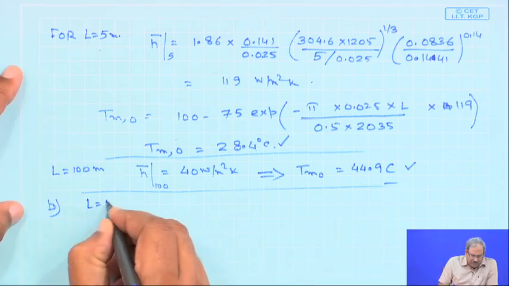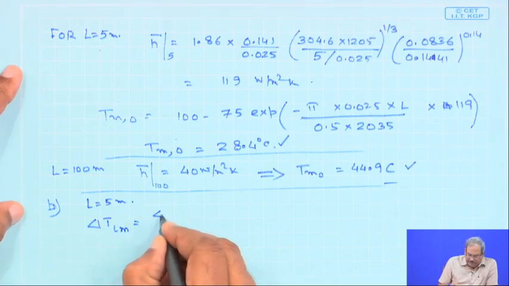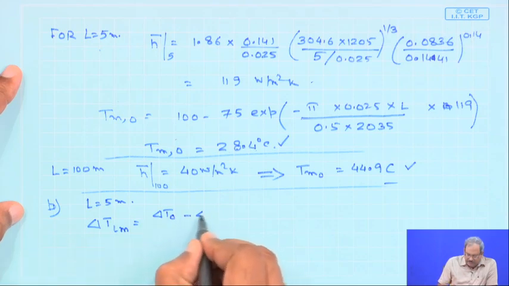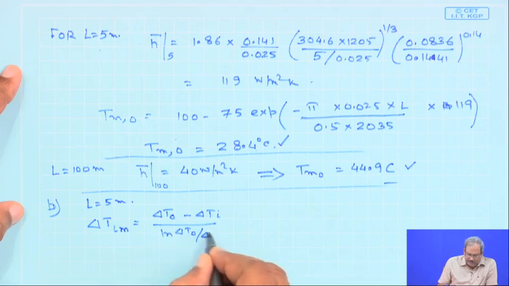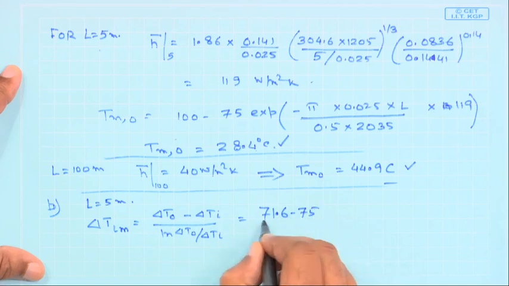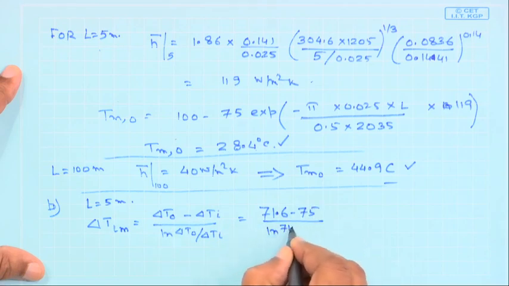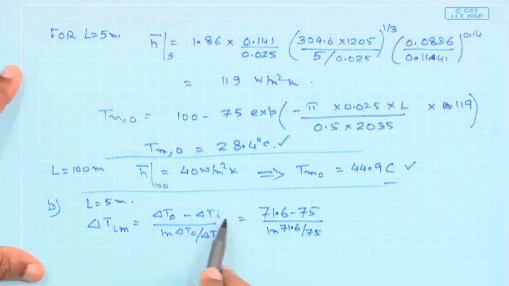So, for L equals 5 meters, you calculate delta T log mean to be delta T at the outlet minus delta T at the inlet by ln delta T_o by delta T_i. So, which turns out to be 71.6 minus 75 divided by ln 71.6 by 75. These are the values of the temperature difference at the outlet between the bulk and the wall, and the temperature difference at the inlet between the bulk and the tube surface temperature.